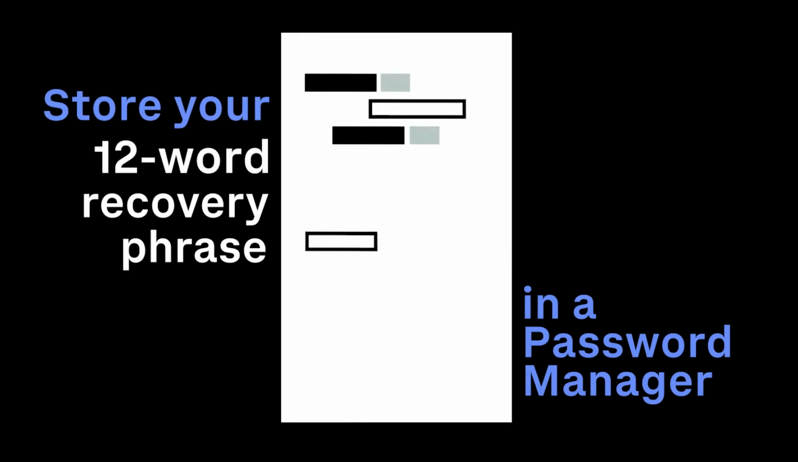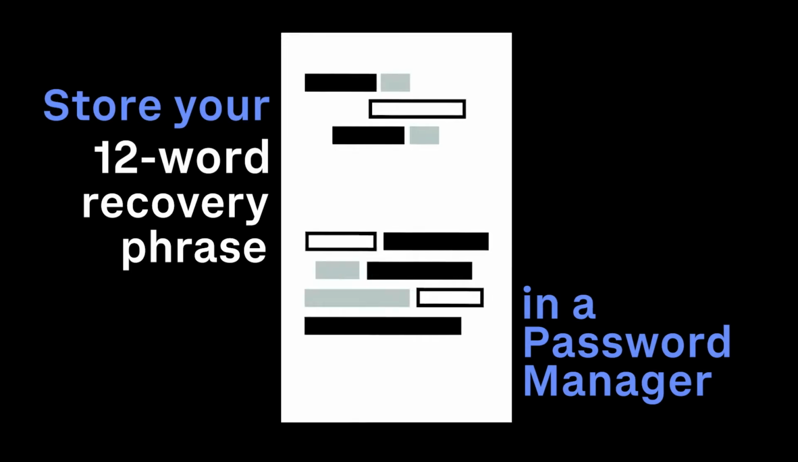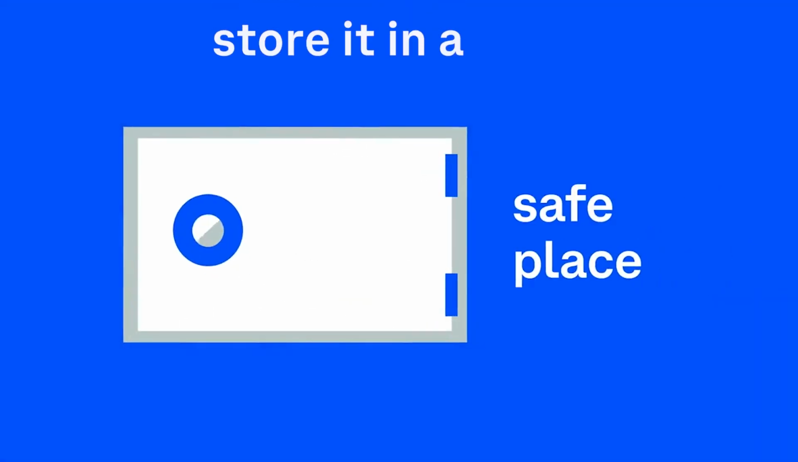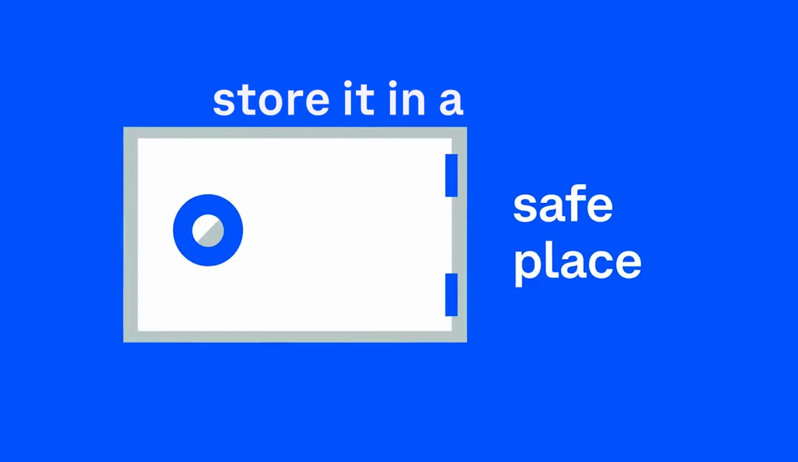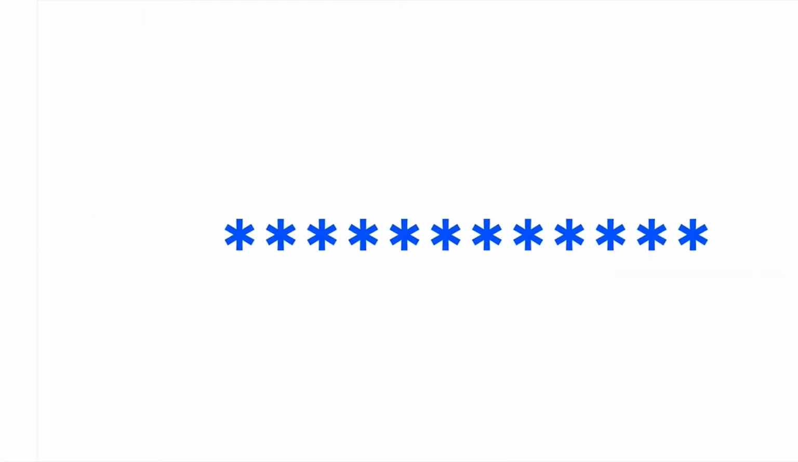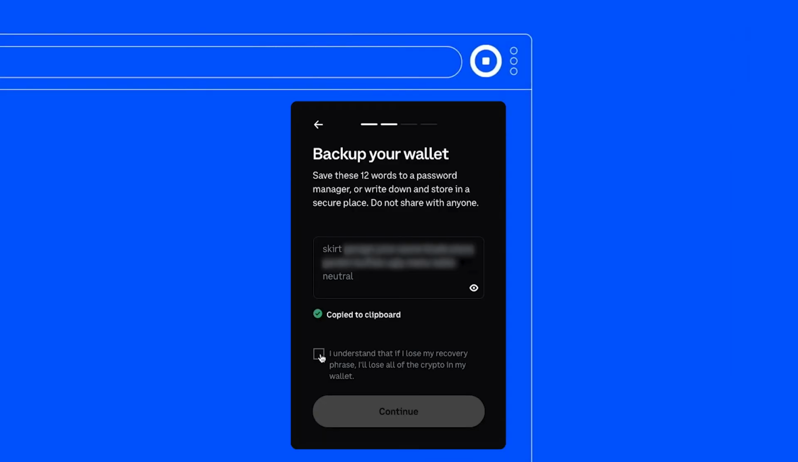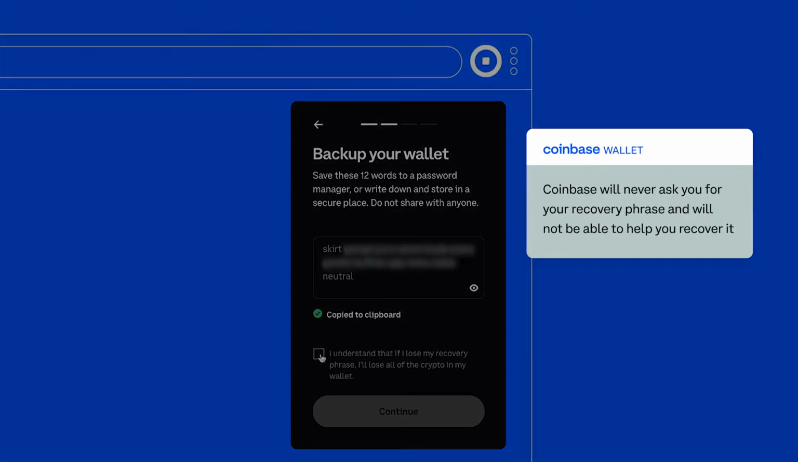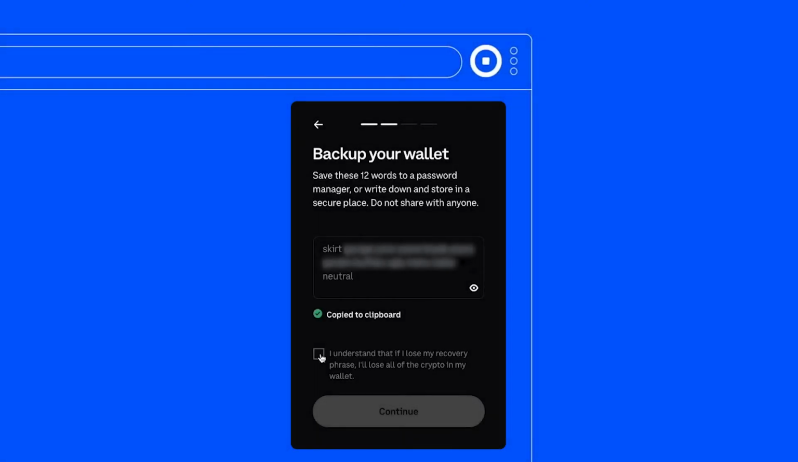We recommend storing your recovery phrase in a secure location, such as a password manager, or writing it down and storing it somewhere safe. Remember, this is the key to access your wallet. One last thing about recovery phrases. Coinbase will never ask you for your recovery phrase. And if you lose it, Coinbase will not be able to help you recover it. If anyone asks you for your recovery phrase, it's best to assume that they do not have your best interest in mind. When ready, click Continue.